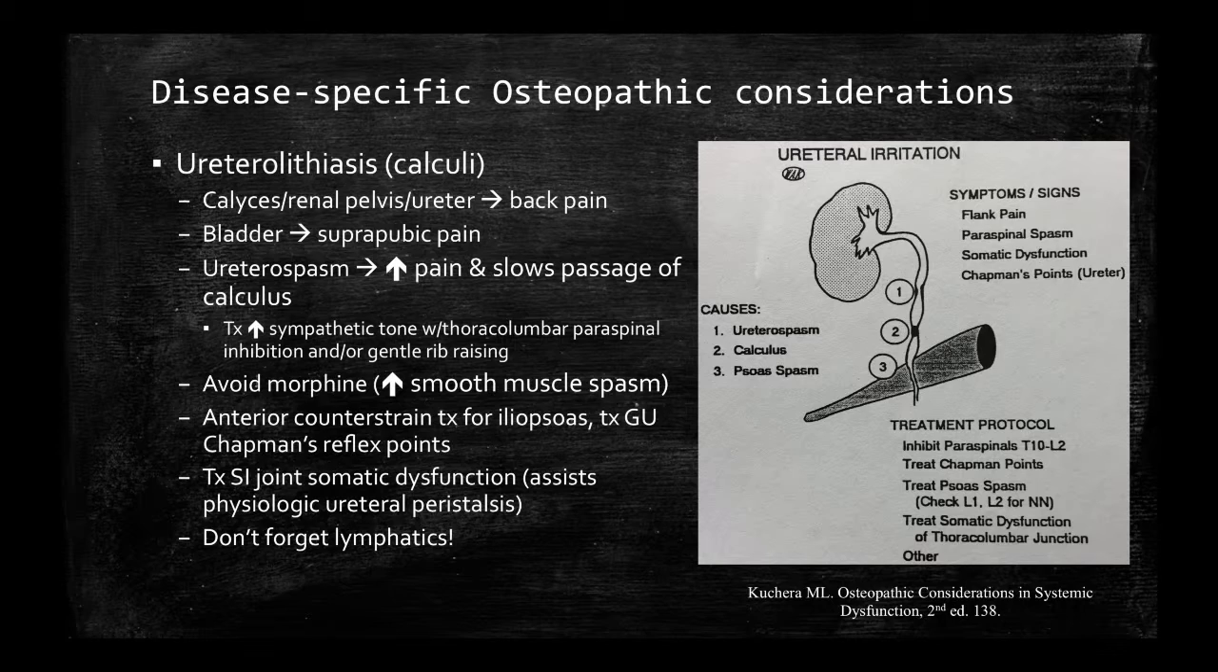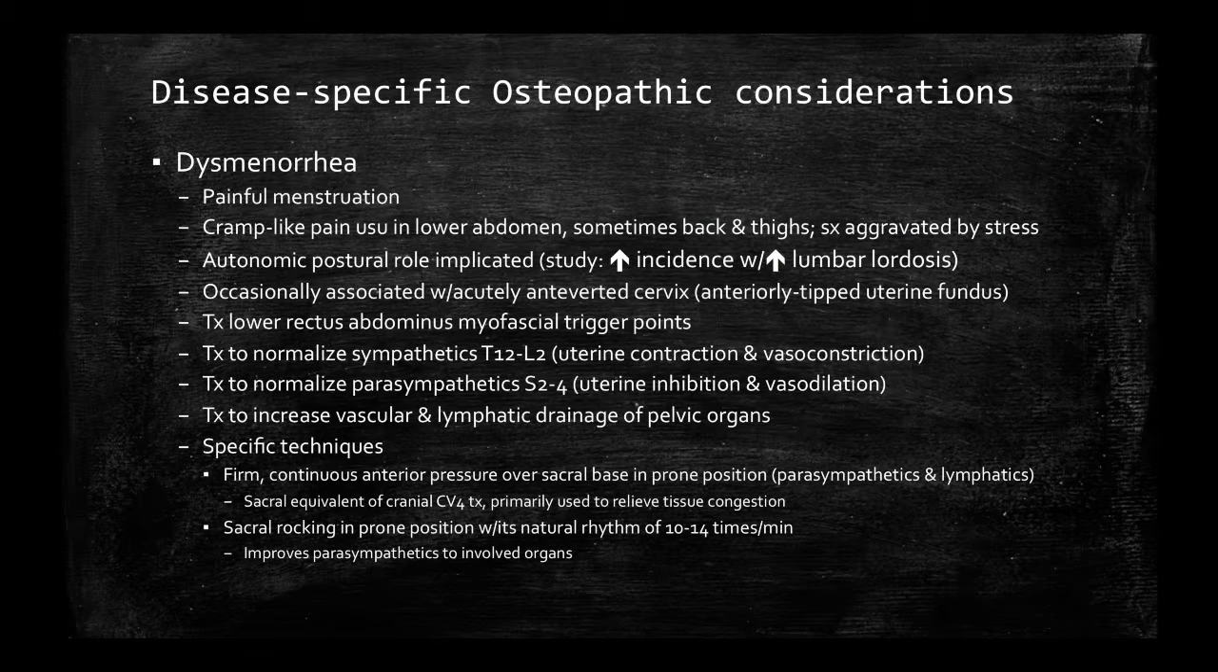Specifically, you can address anterior counterstrain treatment for the iliopsoas and treat the GU Chapman's reflex points. You also want to treat any SI joint somatic dysfunctions, as this will assist physiologic ureteral peristalsis. And of course, you don't want to forget the lymphatics.